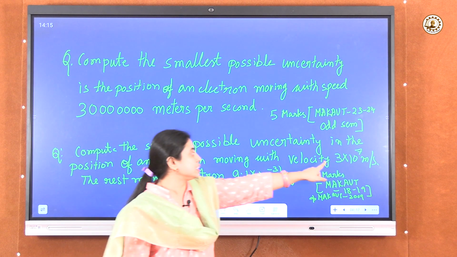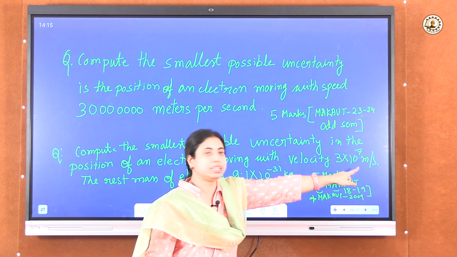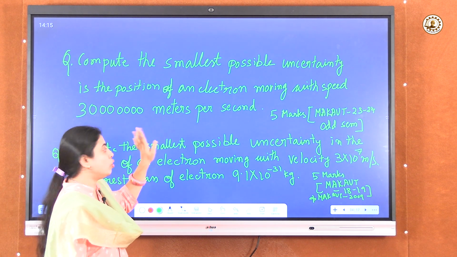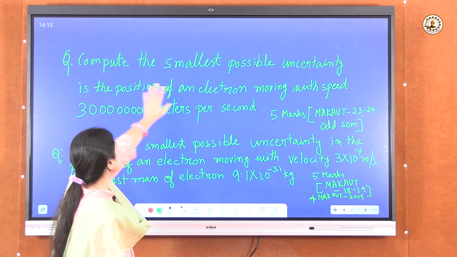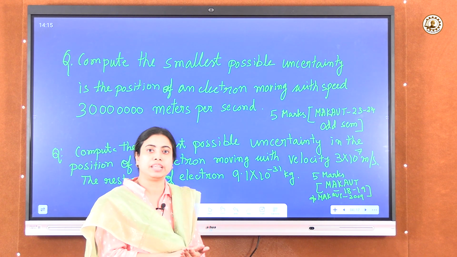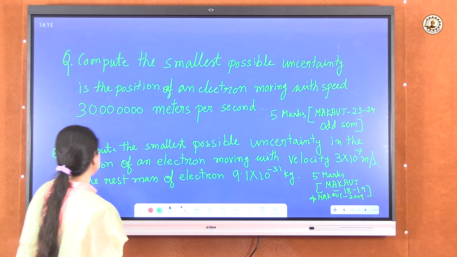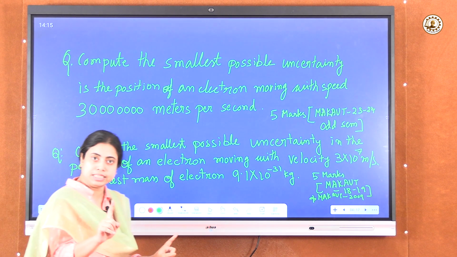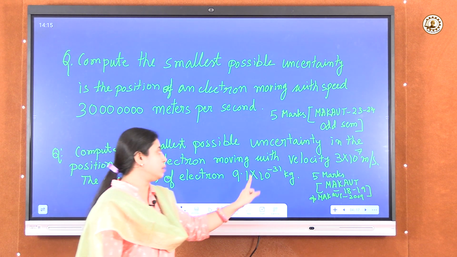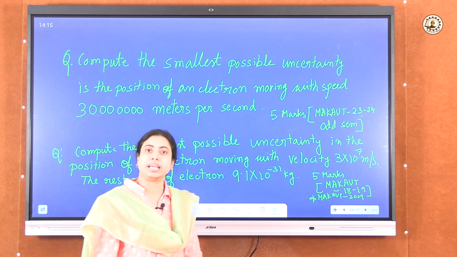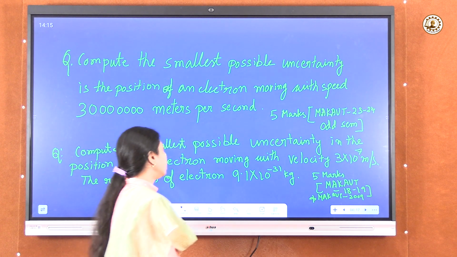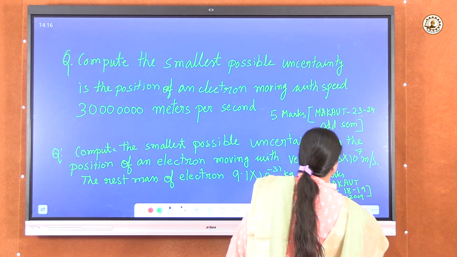Look at here, it is 3 into 10 to the power 7 meter per second, and here they have written after 3, 7 zeros. Only this is the difference. And here they said electron, and they assumed you know the mass of the electron. Here they have supplied you the rest mass, meaning non-relativistic mass of the electron, which is 9.1 into 10 to the power minus 31 kilogram. So how to solve this? We will be looking here.